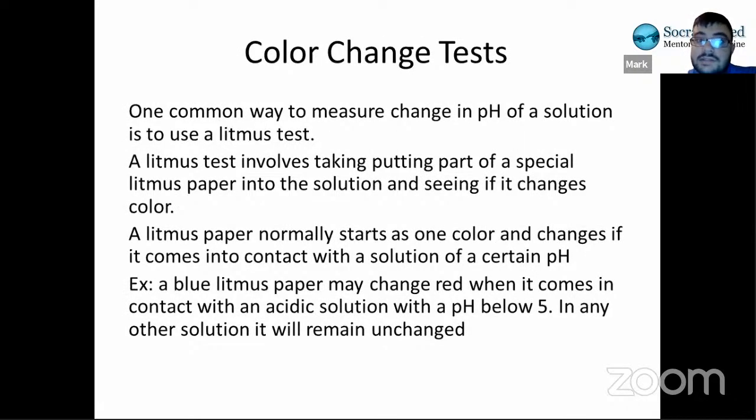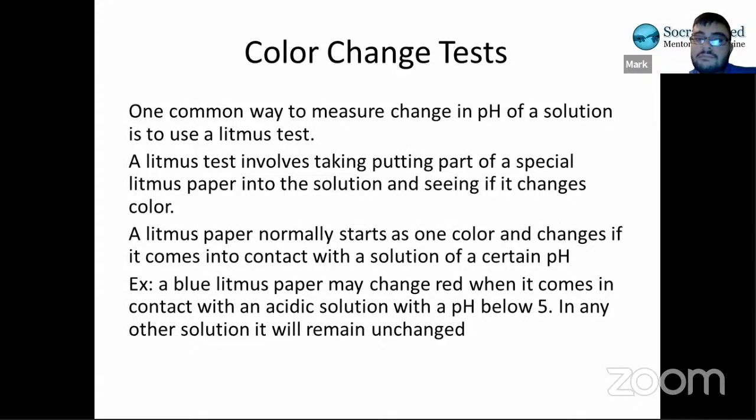Okay, next lab technique that I want to talk about are color change tests. If we want to measure the pH of a solution, one way we could do it is through a pH meter, but that's a little bit of more recent technology and may not always be convenient, may be sometimes difficult, may be somewhat inaccurate. Before this, we commonly used pH color change tests.